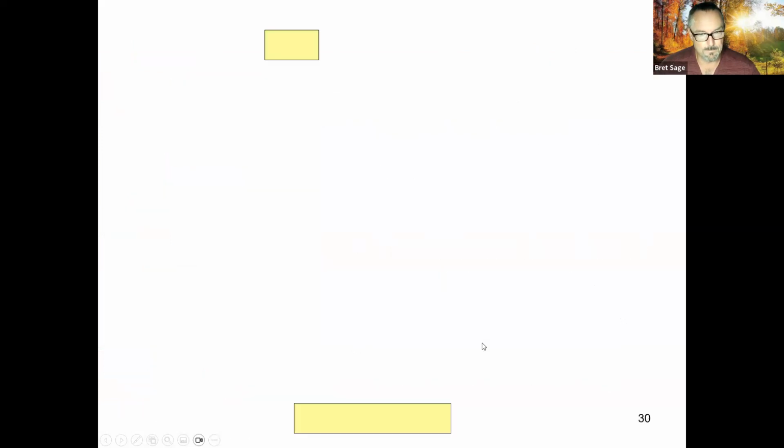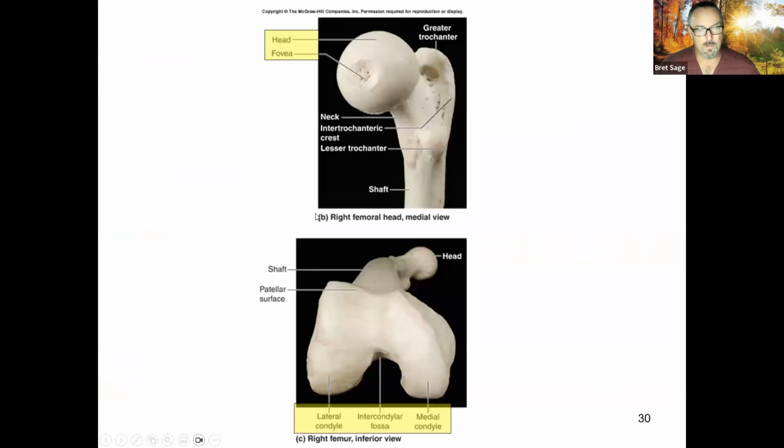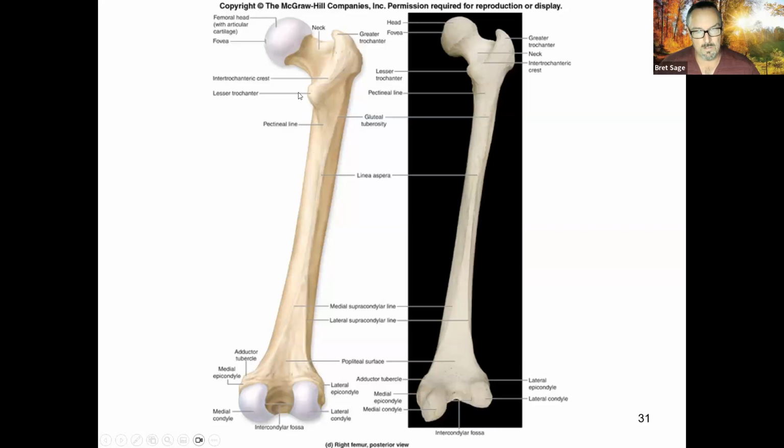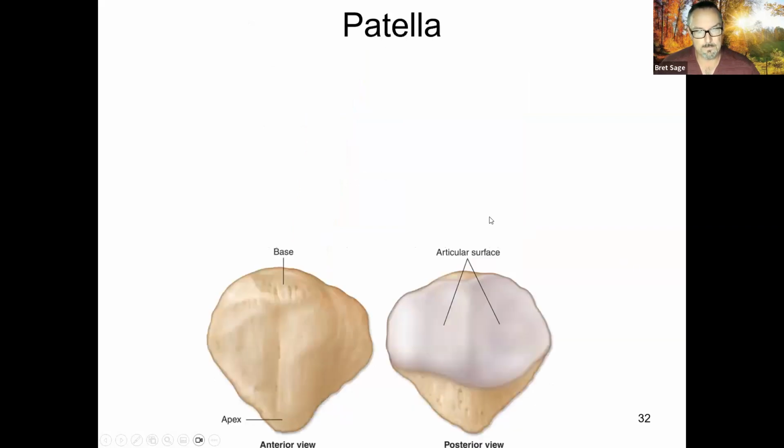These are some structures you should know. The fovea is where a ligament attaches. There's some more structures that are part of the femur.